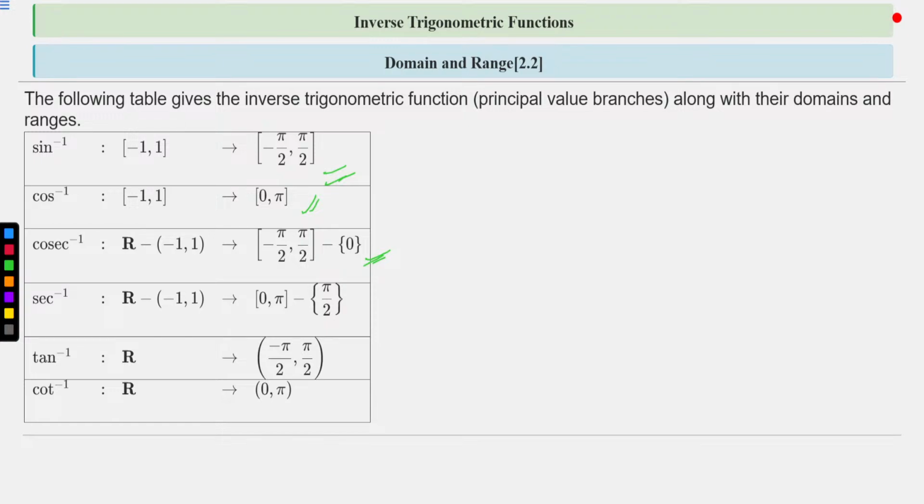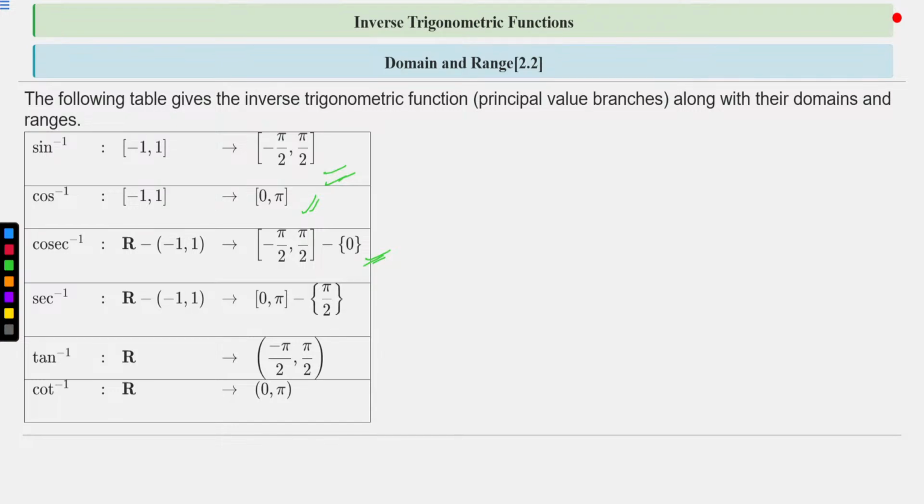Now sec inverse. For sec inverse, the domain will be all real values except minus 1 to 1, and the range will be 0 to pi except pi by 2, right?